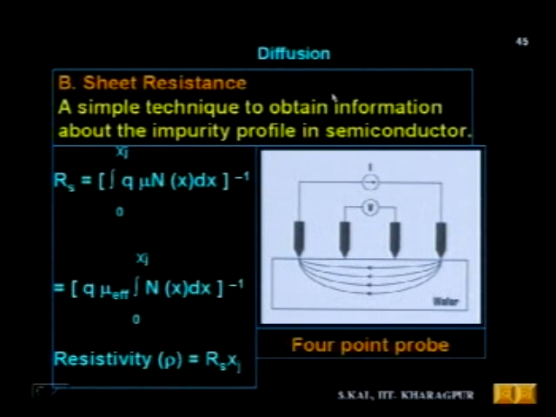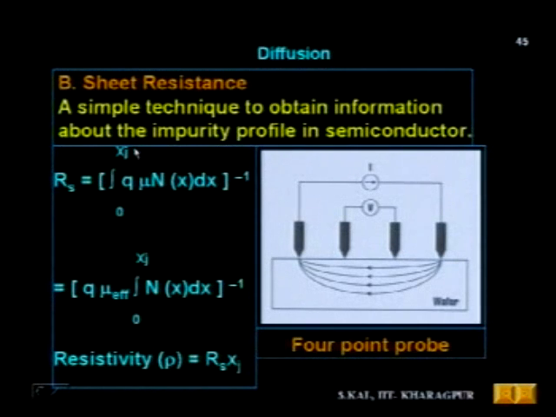4-point probes, that means 4 collinear probes, are touched on the surface of the diffused layer of silicon. A current is sent to the outer probes, and voltage is measured across the inner probes. You take the ratio of V by I, and that ratio V by I multiplied by the correction factor will give you the sheet resistance, which is known as RS, sheet resistance of the particular layer.